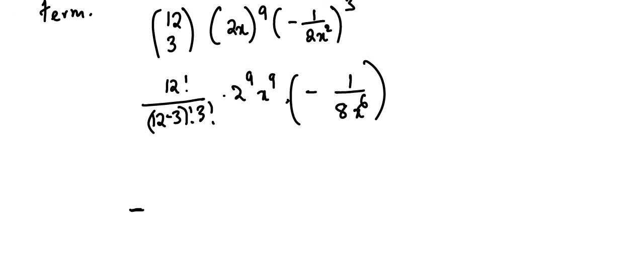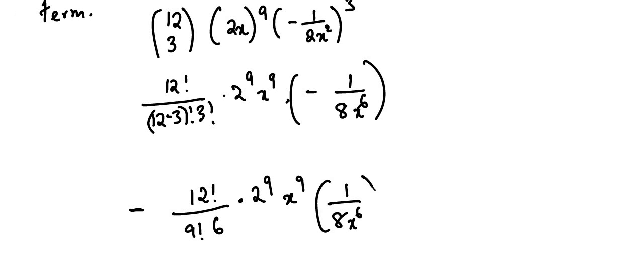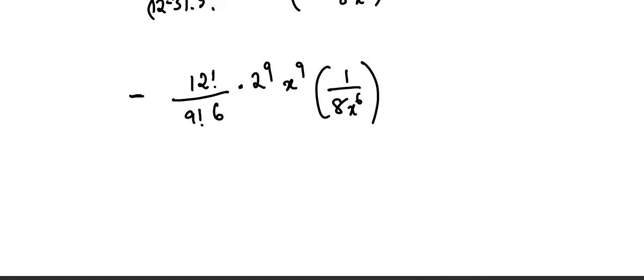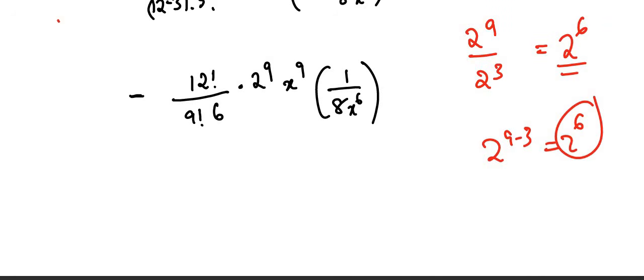We are having a 12 factorial there on top. This is a 9 factorial. 3 factorial is a 6. Then there is 2 to the power 9. Then you have x to the power 9. Then we're having 1 over 8 x to the power 6. We can reduce things that are reducible here. 8 is the same as 2 to the power 3, right? So 2 to the power 9 over 2 to the power 3 is the same as 2 to the power 6, right? Because the bases are the same, so 9 minus 3 is what is giving us this, right? If you reduce that, we get this.